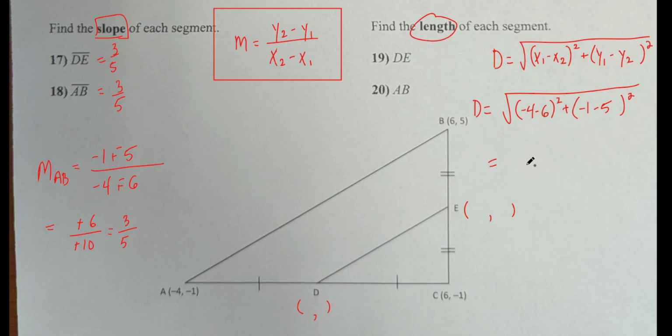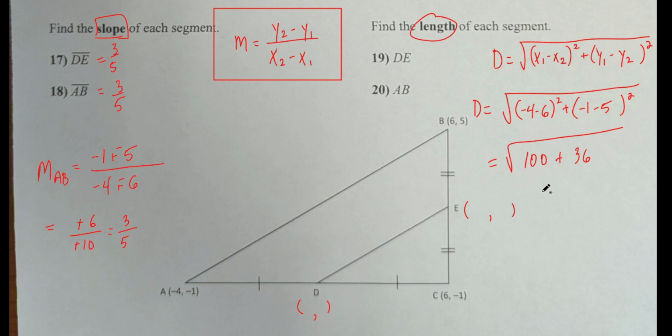All right, let's just do the math. Negative 4 minus 6 is negative 10. You square it, and squaring a negative becomes a positive. What's 10 squared? 10 times 10, it's 100. Plus, negative 1 minus 5 is negative 6. If we square that, that's 36. Again, when I square any kind of number, it always comes out positive.